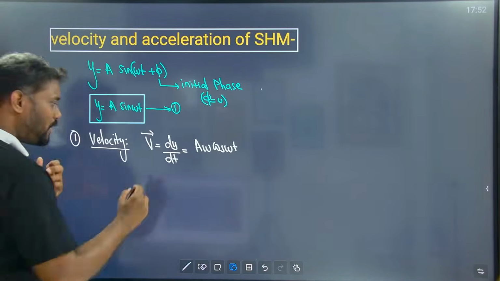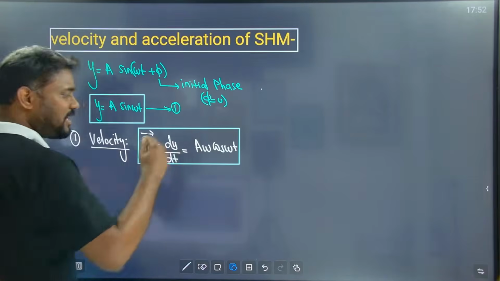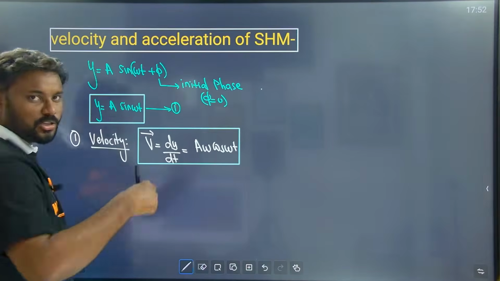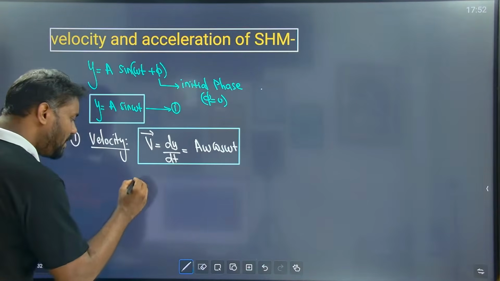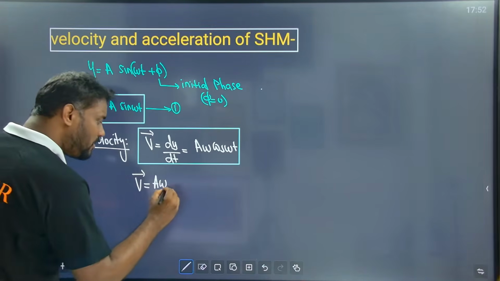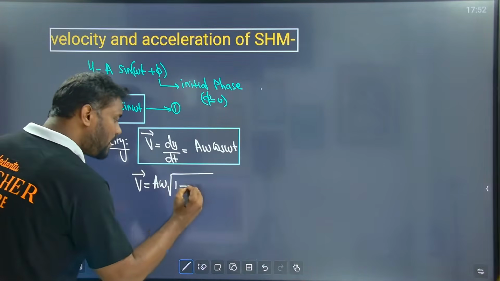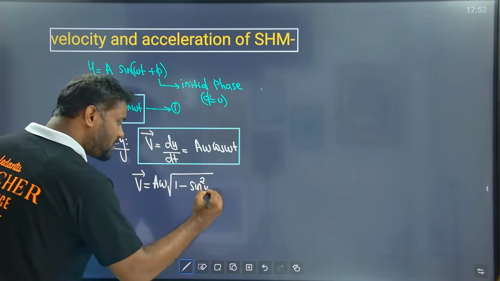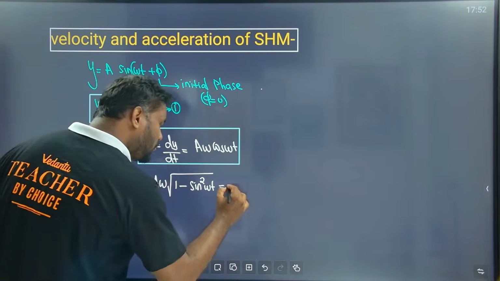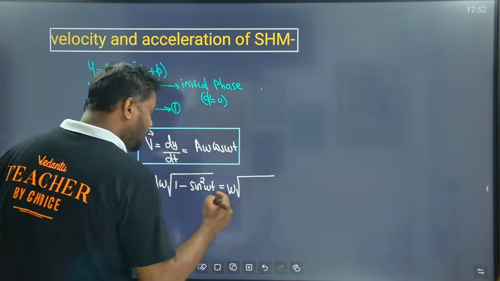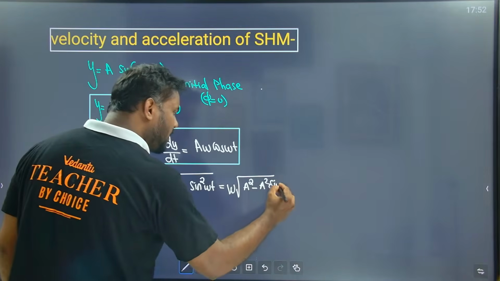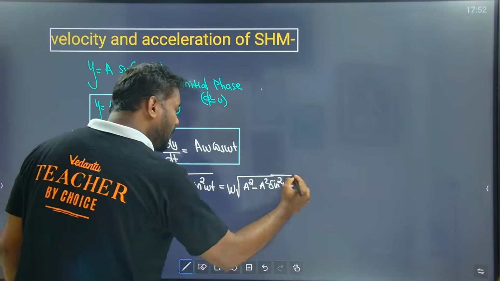This is very important. This is the velocity function. Now I am going to define the sin function. We know sin square theta plus cos square theta is equal to 1. So what is the value of v? v is equal to a omega root under 1 minus sin square omega t. Multiplying a inside, what will you get? Omega root under a square minus a square sin square omega t.